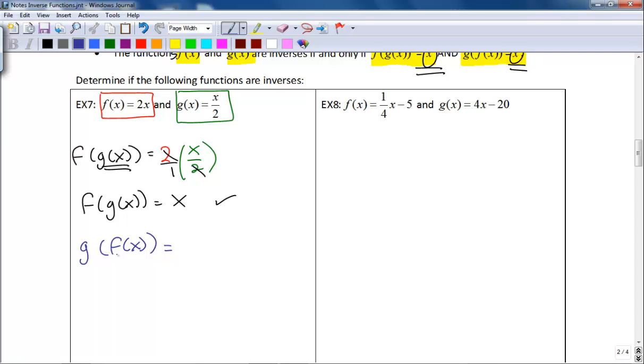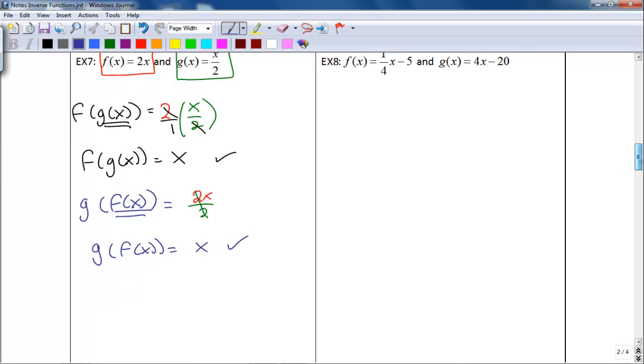If this is equal to x, then my functions are inverses of each other. Remember, g of f of x means everywhere there's an x in my g of x, replace it with f of x. So instead of this x in my g of x, I would write 2x divided by 2. If I clean this up, g of f of x is just equal to x. So g of f of x is equal to x, and f of g of x is equal to x. Because they're both equal to x, we say that yes, the functions are inverses of each other.